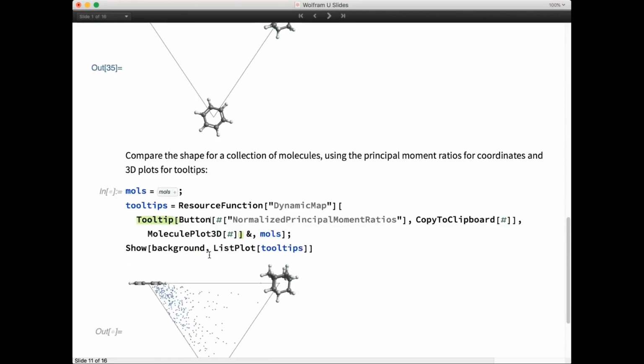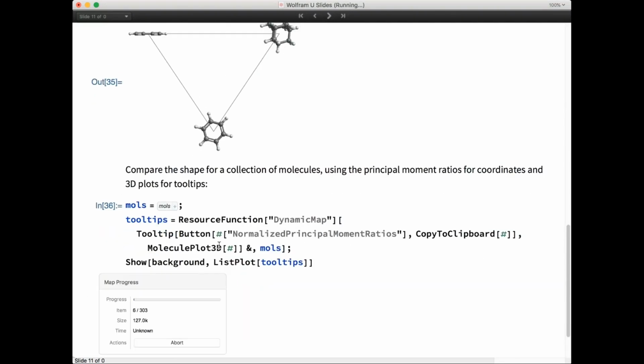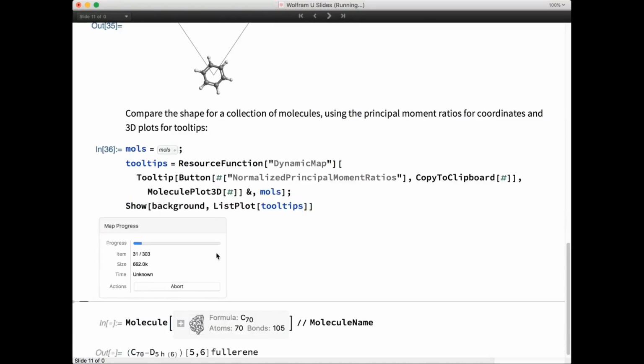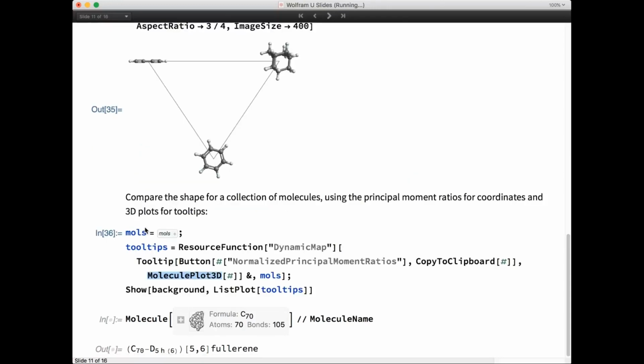I believe last time I ran this, it was actually fairly speedy, so let's make sure that it is now. The computer's running a little bit slower with the meeting going on, but it's still a little bit peppy. It's generating 3D coordinates for all of these molecules, then computing their normalized principal moment ratios and computing a 3D plot for them, all in the time that we're waiting here. If I wasn't running the screen share, it would happen a little bit faster. But we're almost there, and I don't have to keep talking anymore.